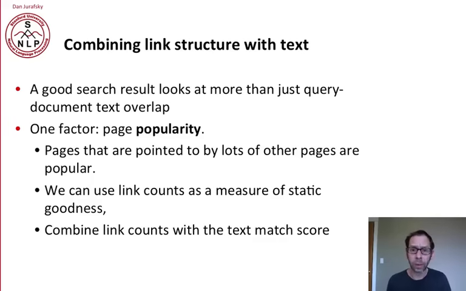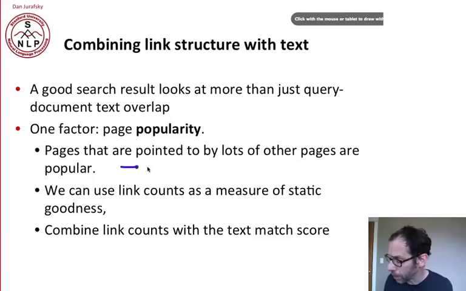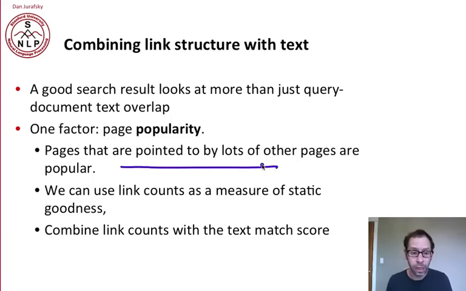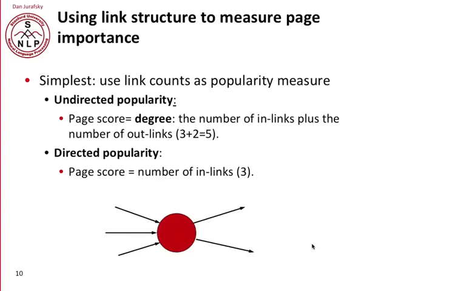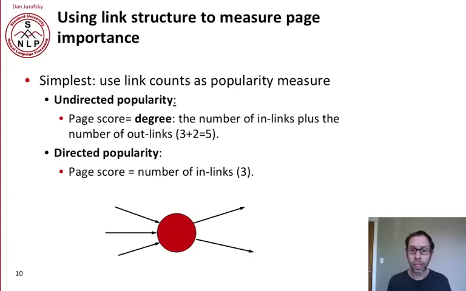How do we measure popularity? Well, one simple measure might be just look at who it gets pointed at. A page that's pointed to by lots of other pages, that's probably a good page. And one way to do that is to use link counts. We'll just count the number of links to a page, and maybe we'll combine that with the text match score. So you can imagine two ways of using link counts to simply measure the popularity of a page.